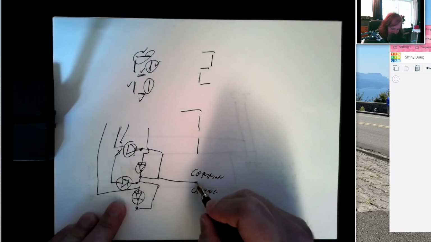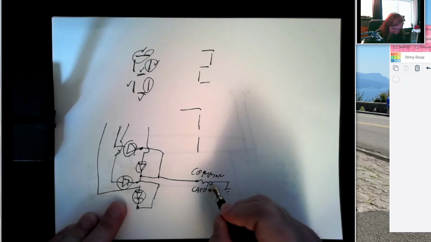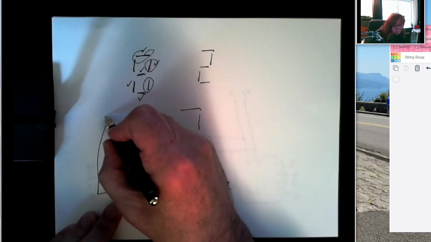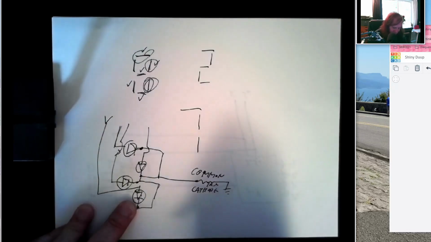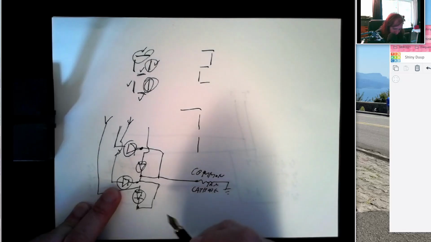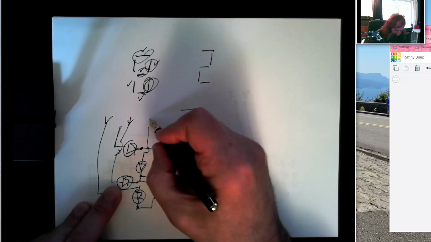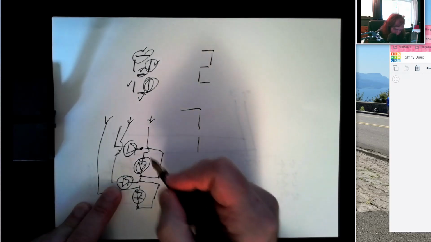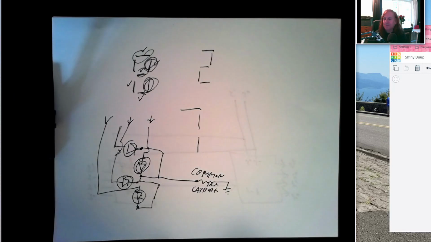So assuming I connect the common cathode through a resistor and then to ground, if I put 5 volts into here, this LED will light up, which is this segment right here. If I put 5 volts into here, then this LED will light up, which is this segment. If I put 5 volts into here, that would light up this LED, which is this segment, and so on and so forth.